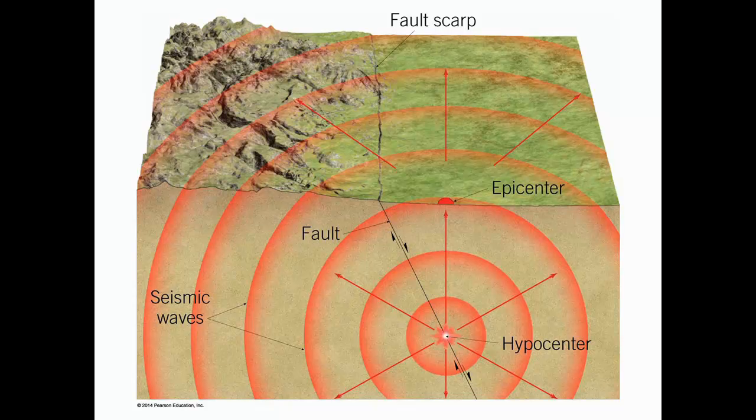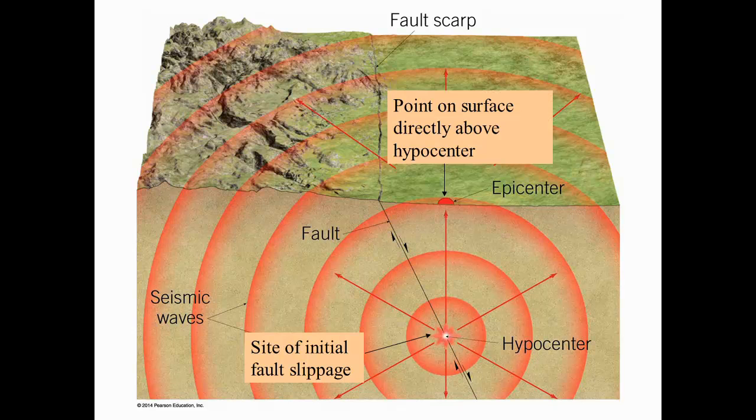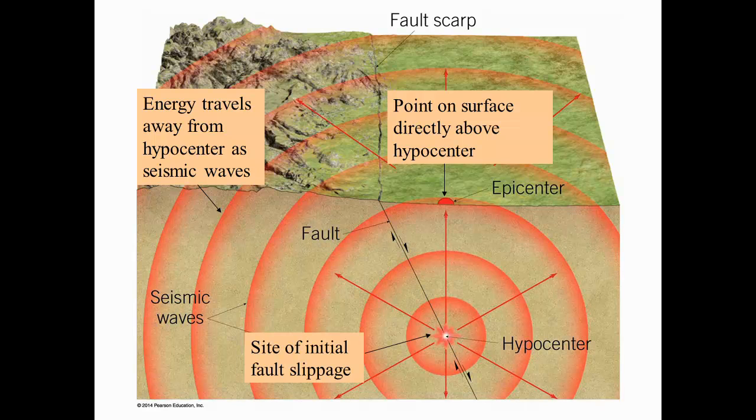So here we have a block diagram showing a fault. By definition, the hypocenter is that position within the fault where the initial fault slippage occurs. If we project the hypocenter to the surface, we can plot what's called the epicenter, which is simply the point on the surface directly above the hypocenter. From there, the energy travels away from the hypocenter in what are called seismic waves.